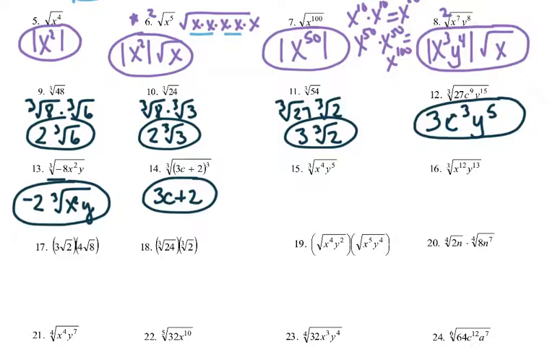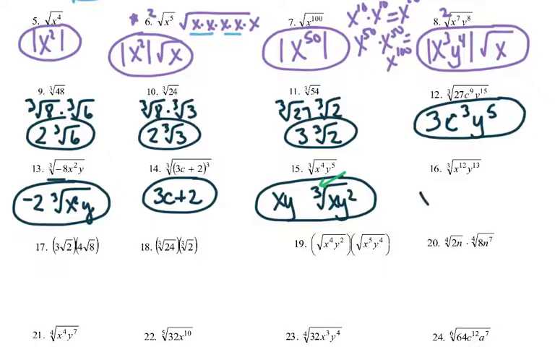Cube root of x to the 4th, 3 goes into 4 once with 1 left over. 3 goes into 5 once with 2 left over. And don't forget that little baby 3 there in the answer. That's important. People forget that sometimes.